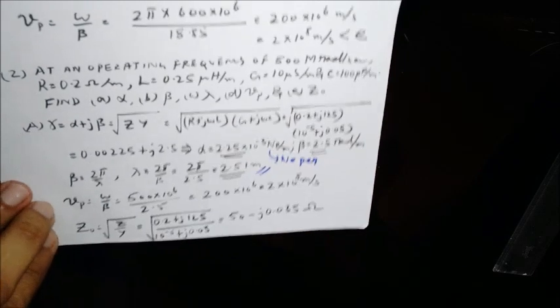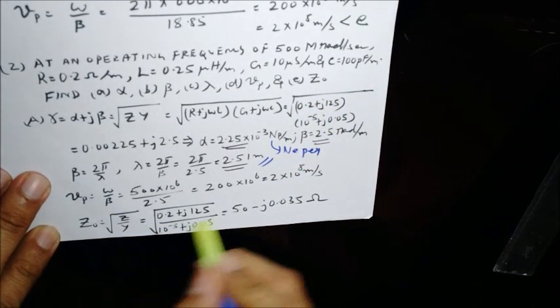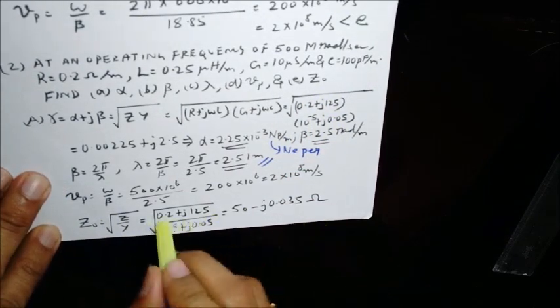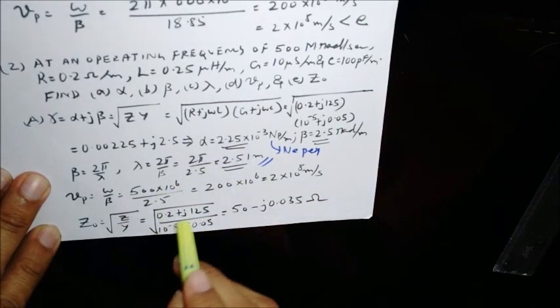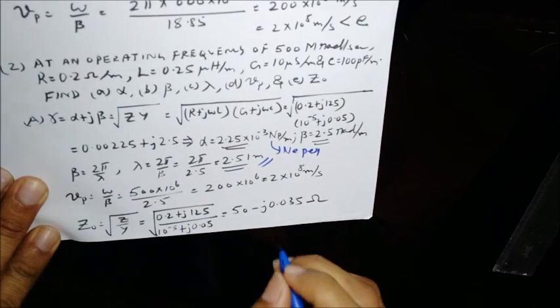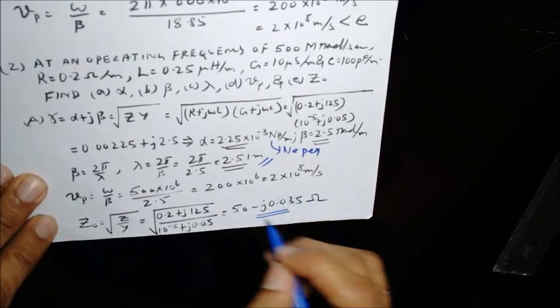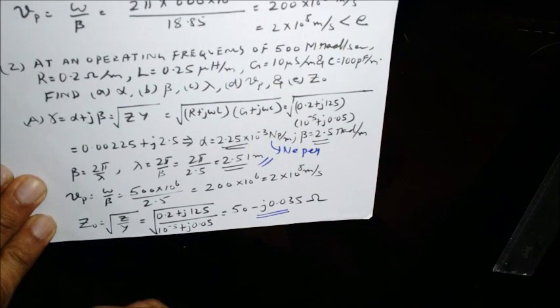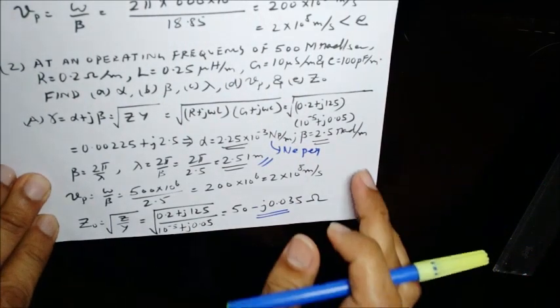And finally, the characteristic impedance, root z by y. I don't think I have to explain it anymore. So z, you know, r, omega L, everything is known to us. Just divide this and you get the answer like this. So you can see it's not a lossless line because of the presence of r and g, and hence alpha is not 0 in this case.